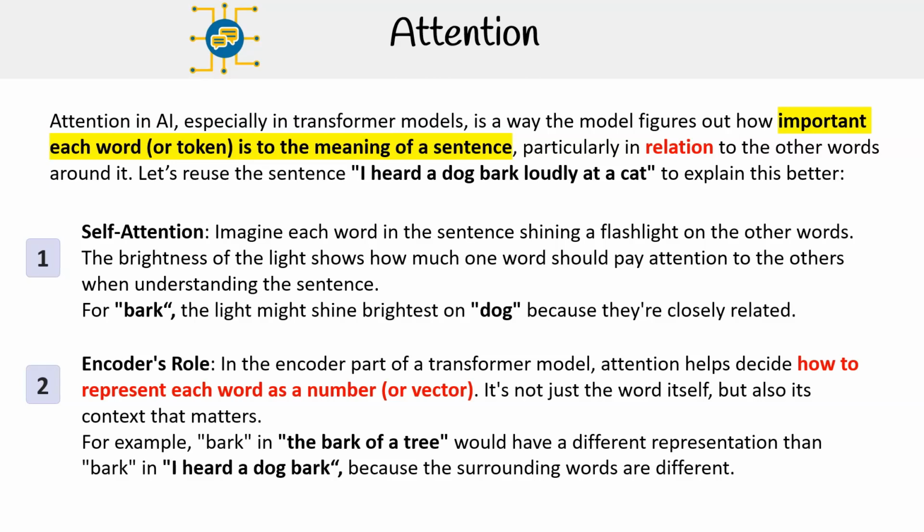Encoder's role: in the encoder part of a transformer model, attention helps decide how to represent each word as a number or vector. It's not just the word itself, but also its context that matters. For example, "bark" in "the bark of a tree" would have a different representation than "bark" in "I heard a dog bark" because the surrounding words are different.